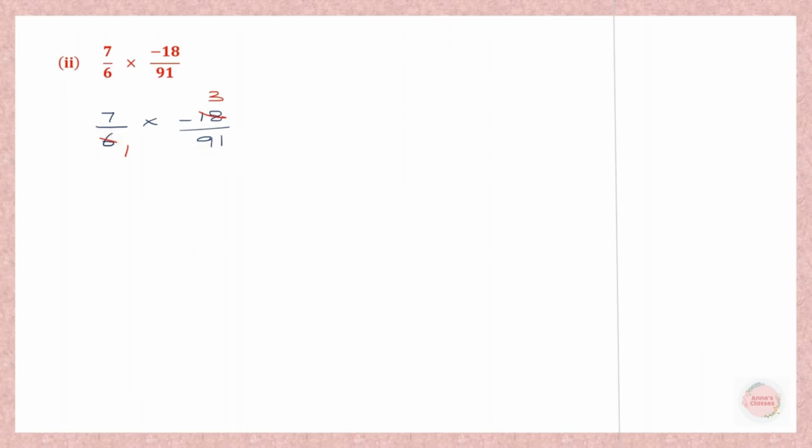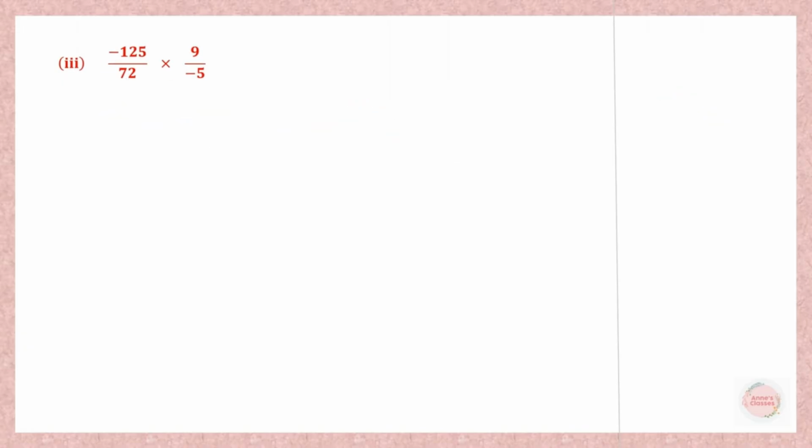Let's quickly do short division and see. 91 divided by 7 and see. 7 ones are 7, 8, 9. That means there's 2 left. So that's 21. 7 threes are 21. That means 7 into 13 is 91. So here we can cancel the 7. 7 ones are 7. 7 into 13 is 91. So what do we have left here? The sign there is minus. Then we have 1 into 3, which is 3. And in the denominator, we have 1 into 13, which is 13. So what is our answer here? Minus 3 by 13.